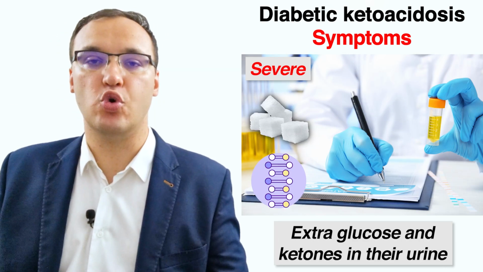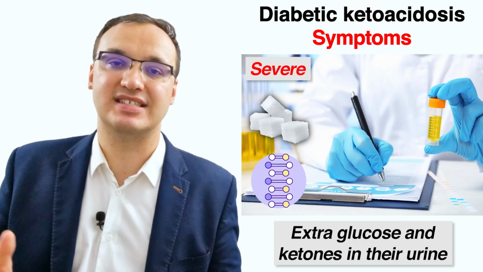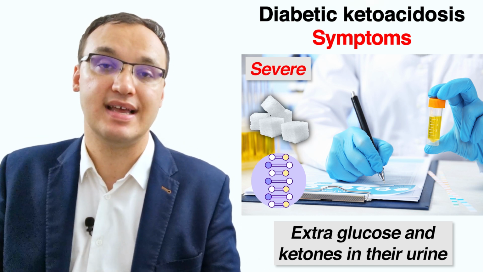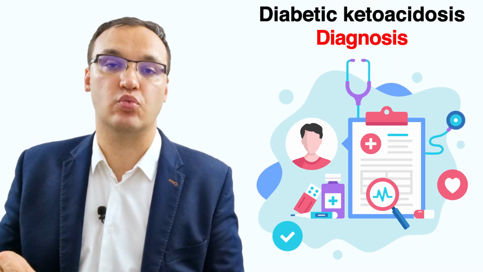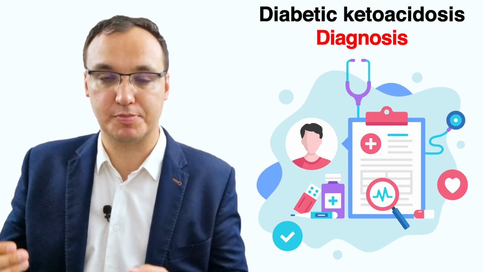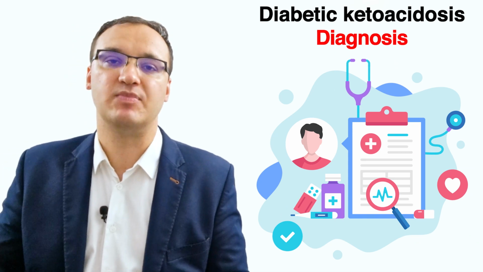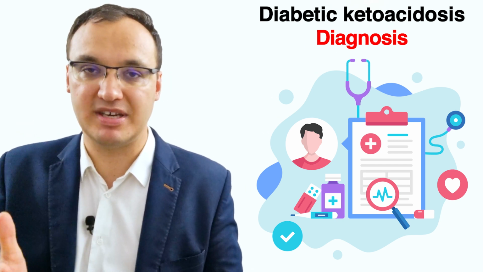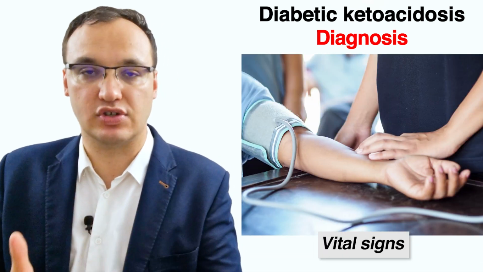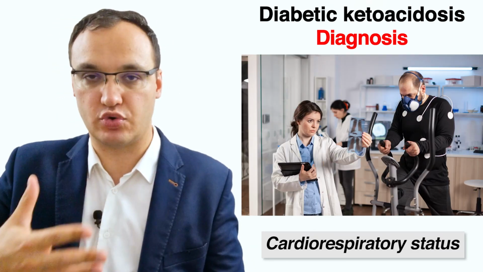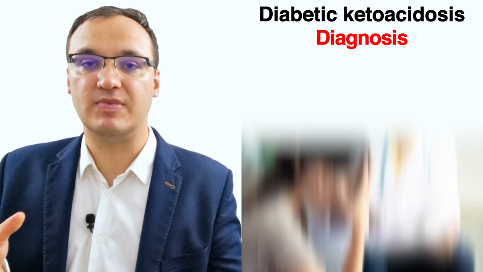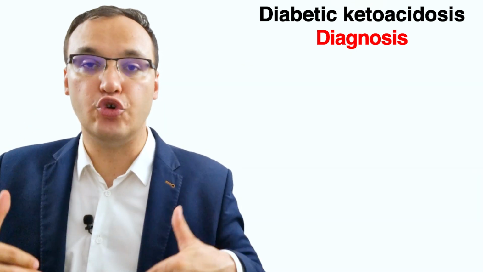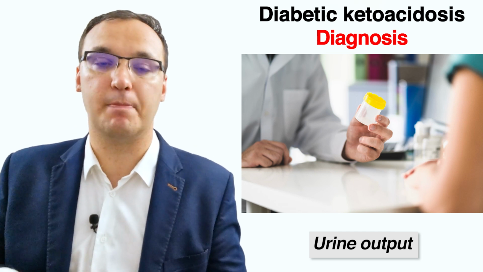People who have diabetic ketoacidosis will pass some extra glucose and ketones in their urine, which can be used as a diagnostic sign. When the patient with diabetic ketoacidosis is taken to the hospital, the first action by the staff is to assess the patient for initial history, carefully physically examine the patient, and this includes vital signs. Cardiorespiratory status, mental status, and volume status such as skin turgor, mucosa, and urine output are also evaluated, followed by some lab tests.